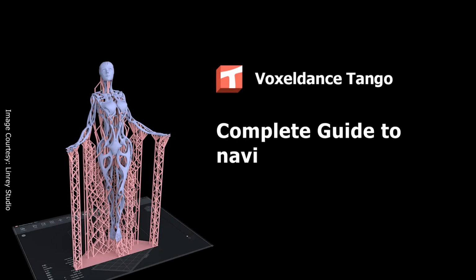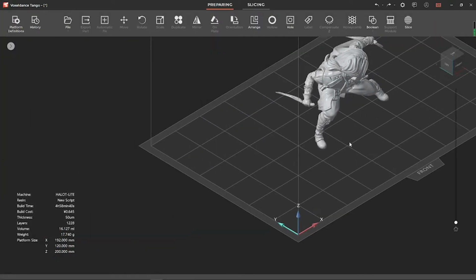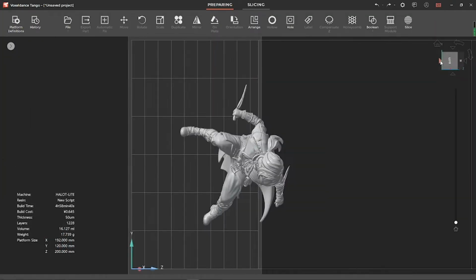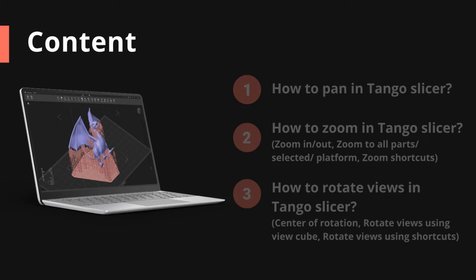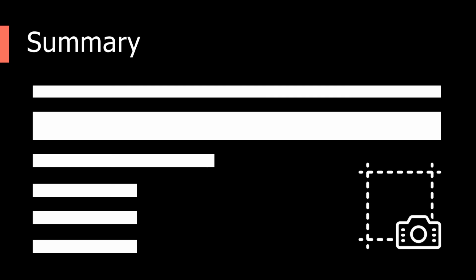Complete guide to navigate, pan, zoom, and rotate views inside Tango Slicer. In this video, we'll show you how to navigate inside your scene more precisely in Tango Slicer. We'll cover how to pan, zoom, rotate views, as well as the shortcuts and tips to help you do it more easily. We'll also summarize all the key points at the end of the video. You can screenshot and save for future use.